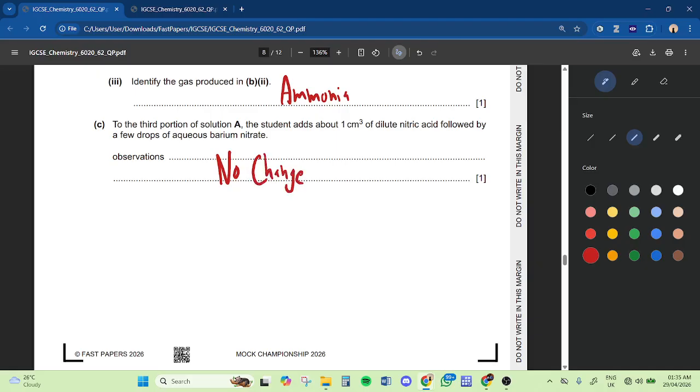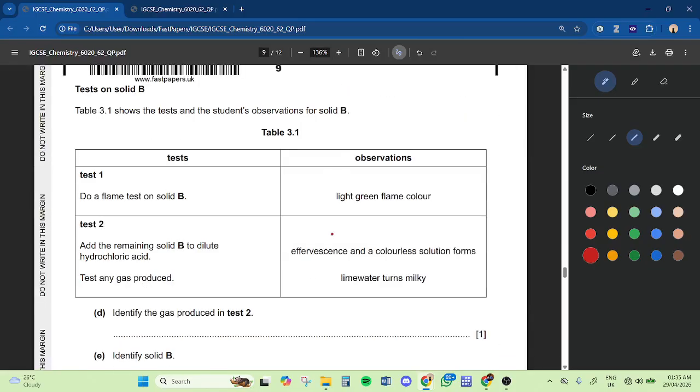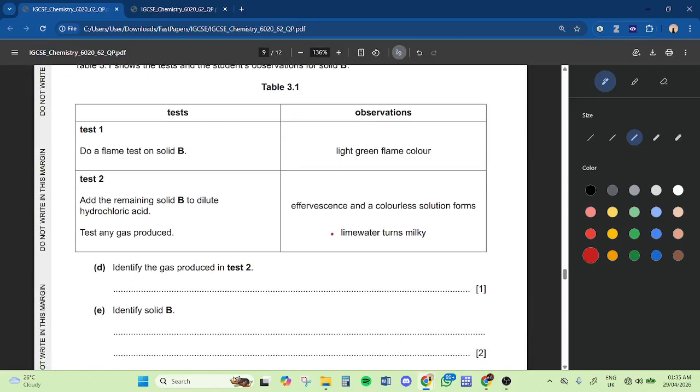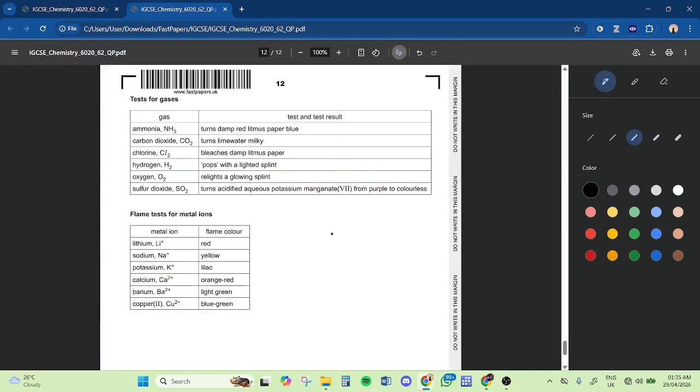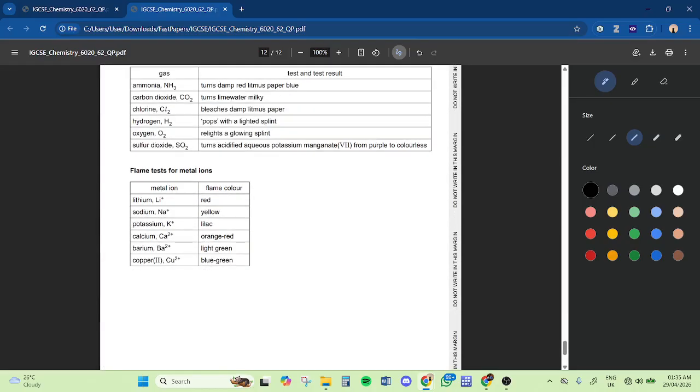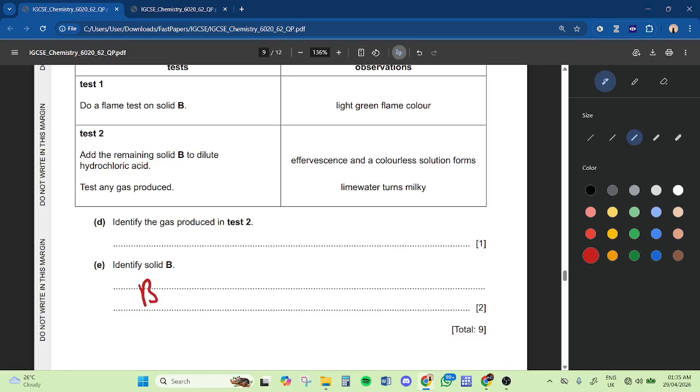Again, very simple, nothing too complicated. For this, as long as you consult the chart, light green flame color, if you go down here, it's mentioned that a light green flame color is barium. So you're going to write over here barium. And for that, dilute hydrochloric acid.